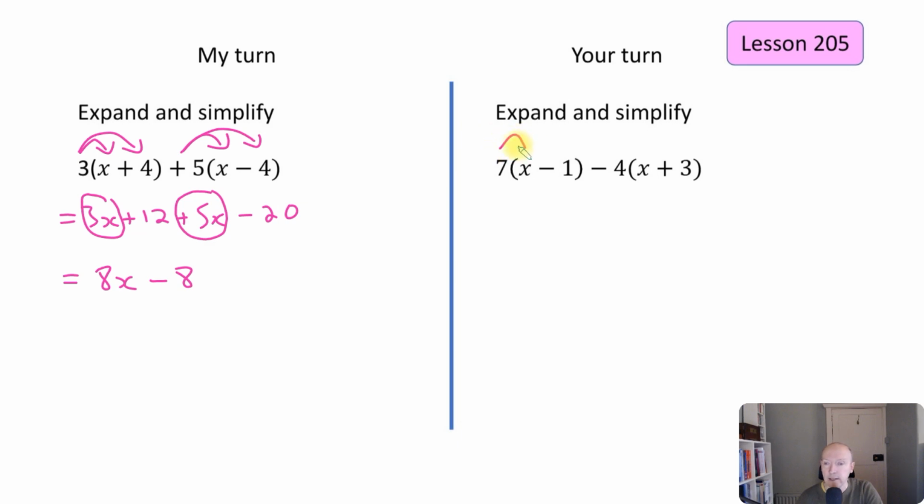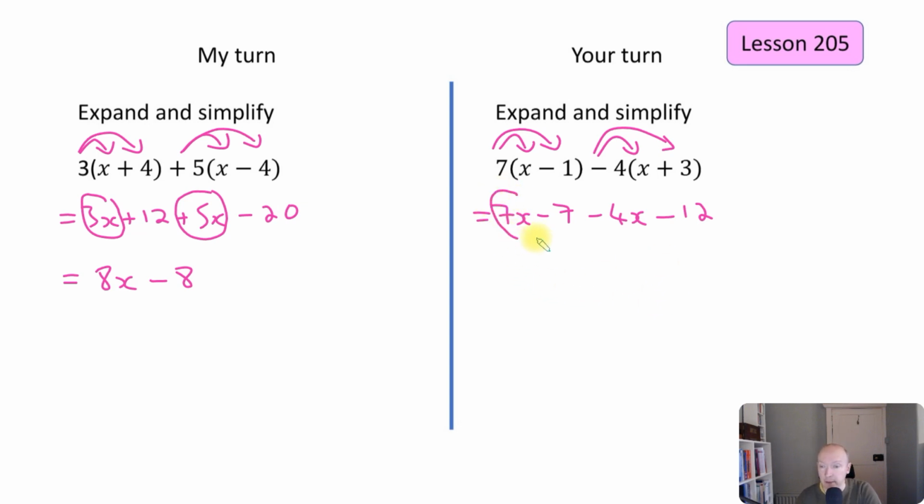Okay, so I'm going to go 7 times x is 7x, 7 times minus 1 is minus 7. Minus 4 times x is minus 4x, and minus 4 times 3, not minus 4 plus 3, minus 4 times 3 is negative 12. Okay, that's the expand part done.